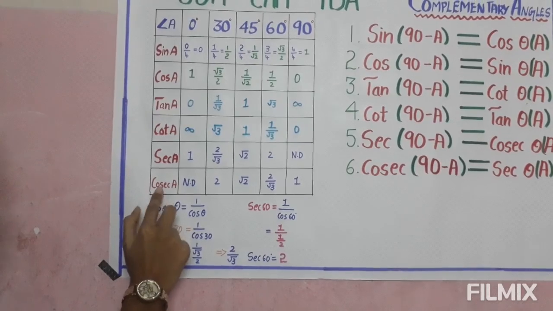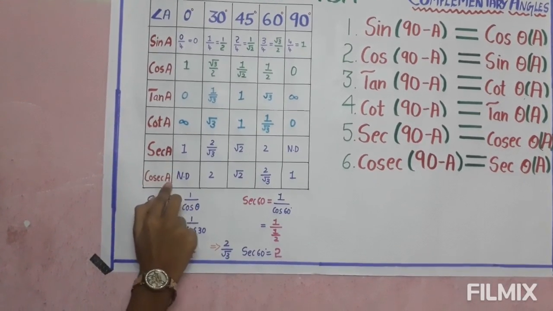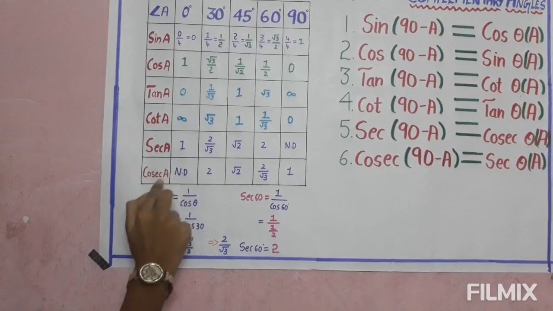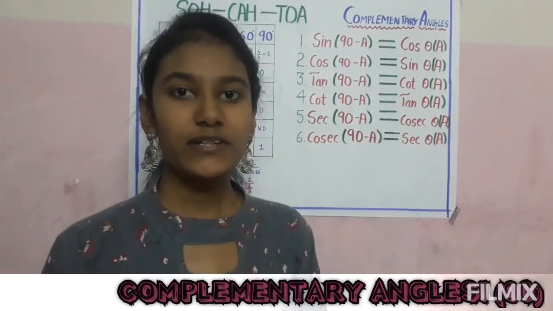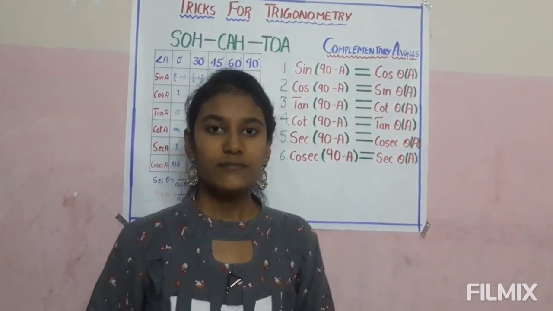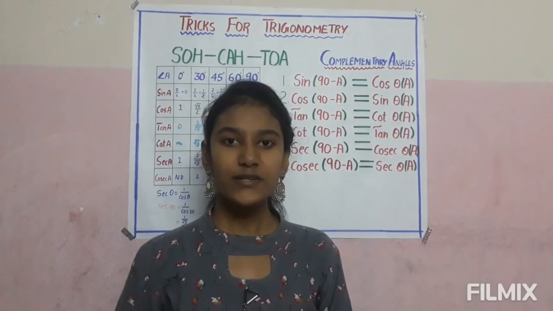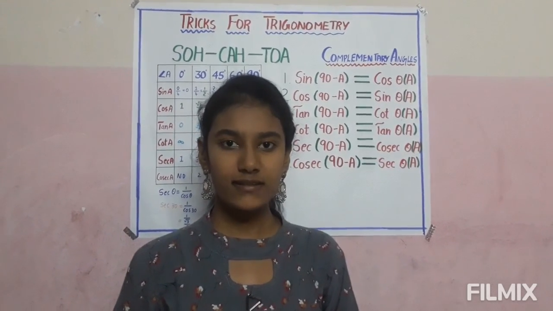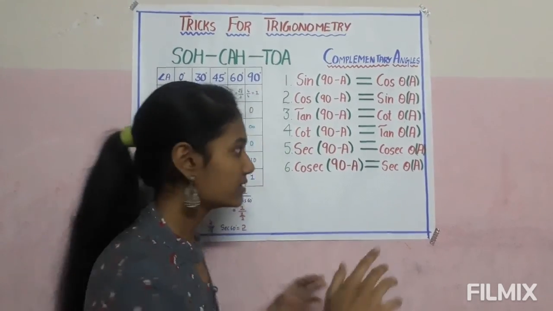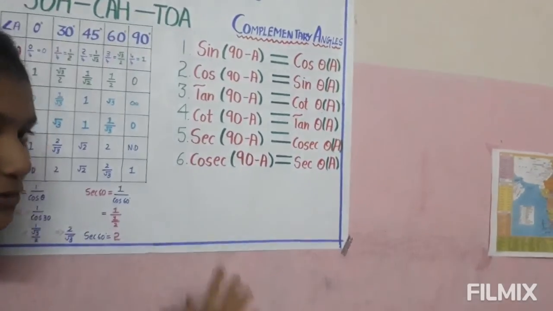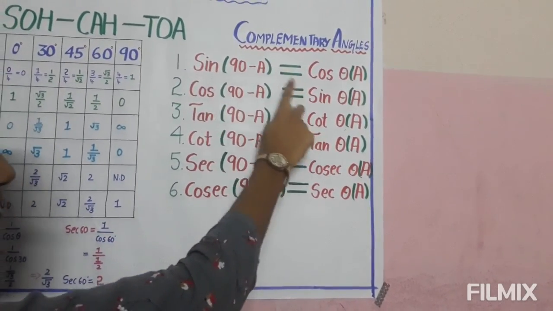Now to get the values for cosec theta, they are the inverse values of sec theta. The inverse values of sec theta will be cosec theta. Now I am going to explain about the complementary angles. In previous classes we have learned what complementary angles are. Any two angles whose sum is 90 degrees are complementary angles. So we have to learn these formulas. There is no trick to remember this, it is just a property that they are related to each other.